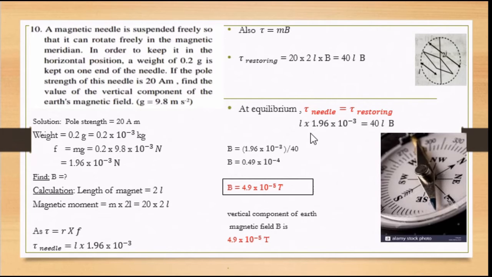If you equate this, this L and this L get cancelled and this 40 transfers to the left hand side, so that B is equal to 1.96 into 10 raised to power minus 3 upon 40. After solving this, we get B is equal to 0.49 into 10 raised to power minus 4. So our answer is B, which is 4.9 into 10 raised to power minus 5 Tesla. That is, the vertical component of the earth's magnetic field is 4.9 into 10 raised to power minus 5 Tesla.